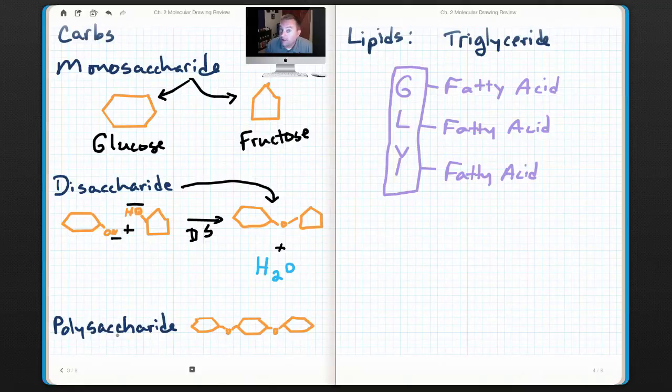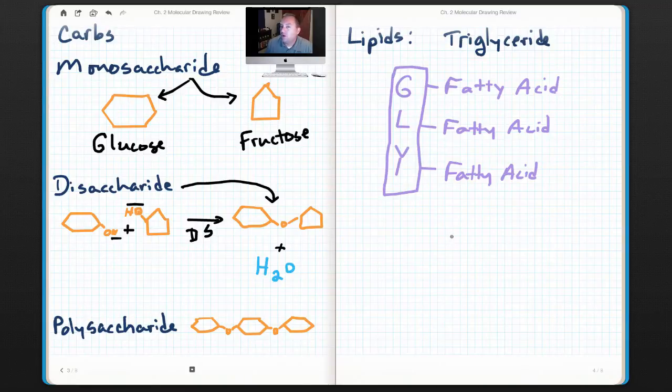Polysaccharides are 3 or more monosaccharides hooked together. And here's a really simple one. We have 1, 2, 3 glucose molecules hooked together. So we're on our way to becoming starch. Starch doesn't exactly have this formation, but our keep-it-simple version is going to be this.